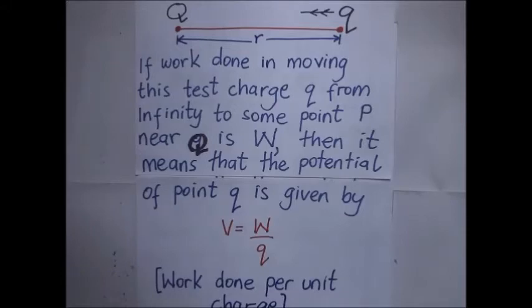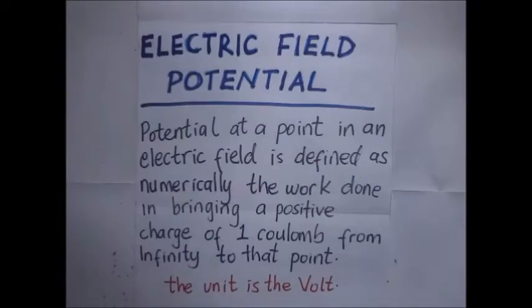So to describe what exactly electric potential is from that background, we shall say that the electric potential at a point in an electric field is simply defined as numerically the work done in bringing a positive charge of 1 coulomb from infinity to that point, and the unit is the volt.